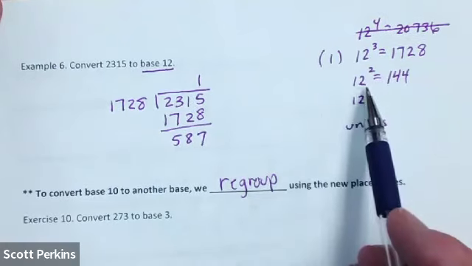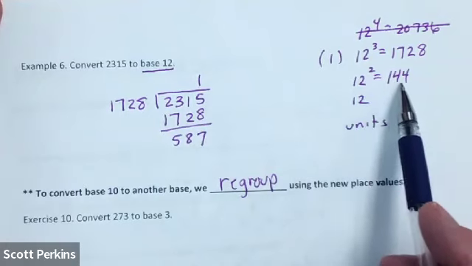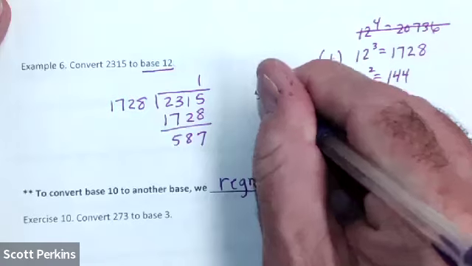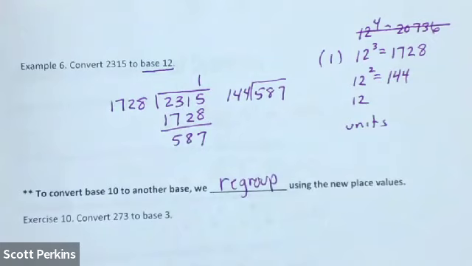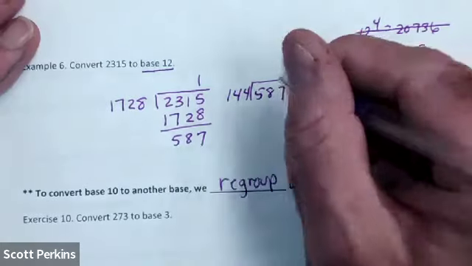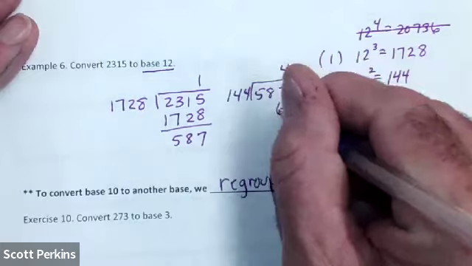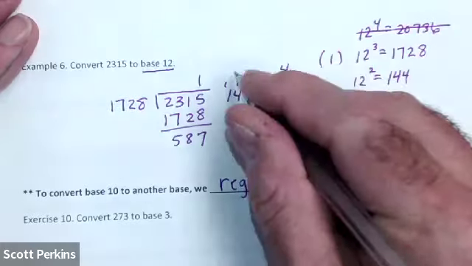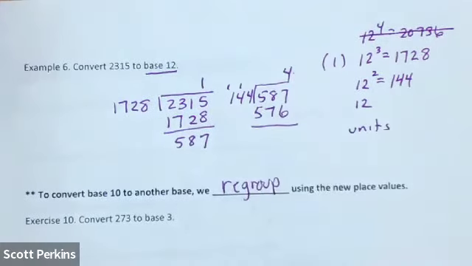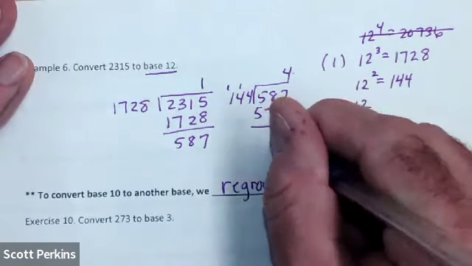My next place value is I'm going to take that remainder and see how many groups of 144 I can make out of it. Okay, so 587. How many groups of 144? Well, I'm just going to hypothesize 5 times 144 looks like it would be a little bit too much. So I'm going to try 4. So 4 times 4 is 16. Carry the 1. 4 times 4 is 16 plus the 1 is 17. Carry the 1. And 4 times 1 is 4 plus 1 is 5. So 576. So we got in just under the wire there. And what that leaves me is a remainder of 11.